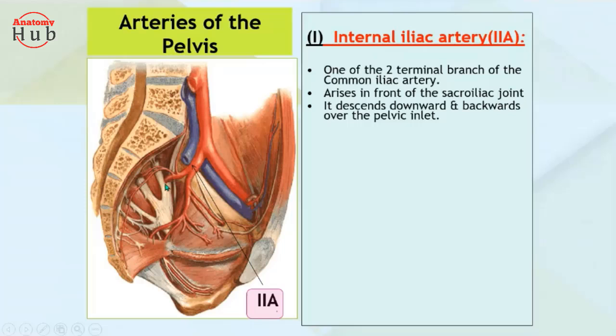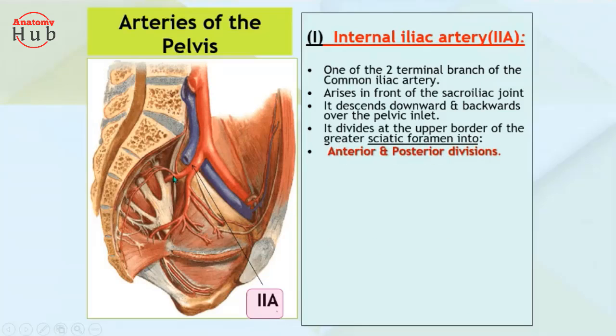Okay, now here you'll find it divides again into two divisions. It divides at the upper border of your greater sciatic foramen into two divisions. One is your anterior division, and another is your posterior division, right? So this one will be the anterior division and this one will be the posterior division.